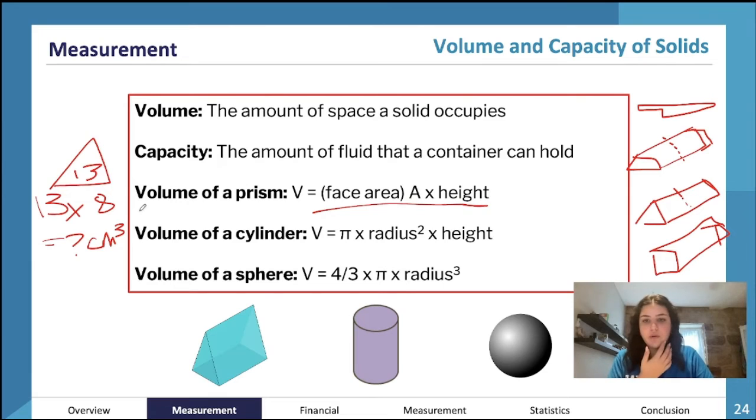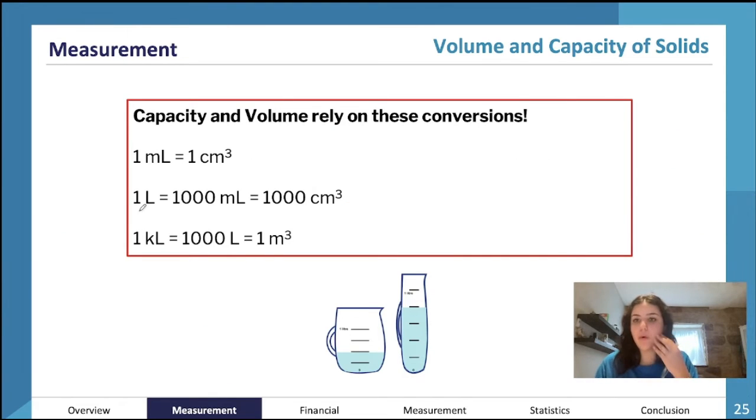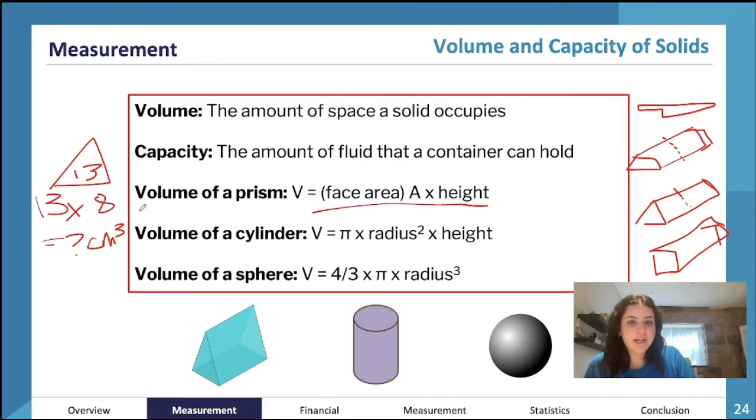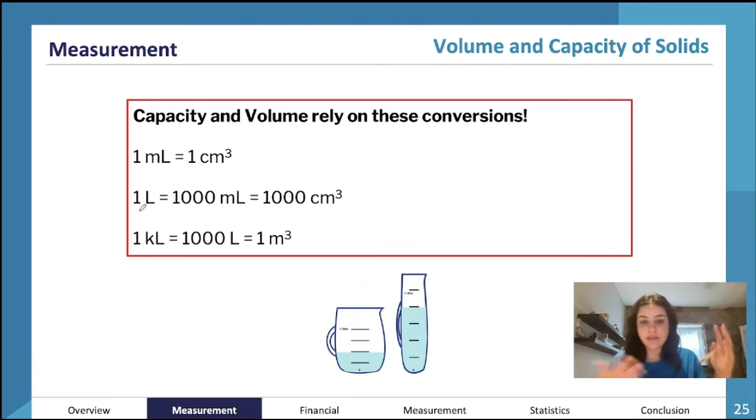Okay, so let's have a look through some more important information. Capacity and volume also rely on these conversions. Anything with this red around it, I would say you guys need to write down or highlight or screenshot. So capacity and volume will rely on these conversions. 1 milliliter is 1 centimeter cubed.